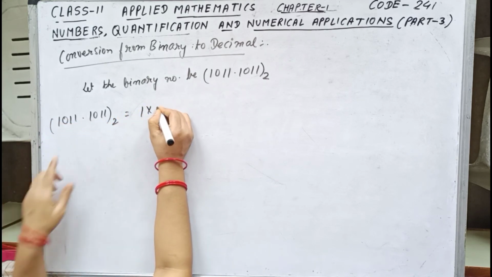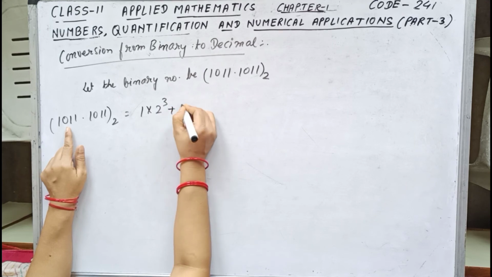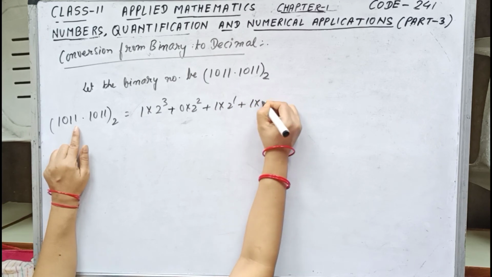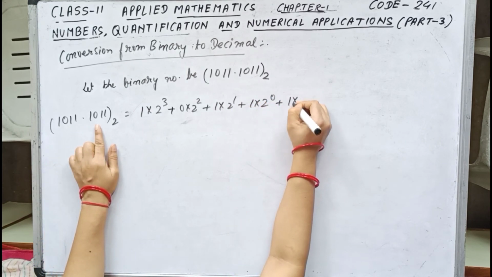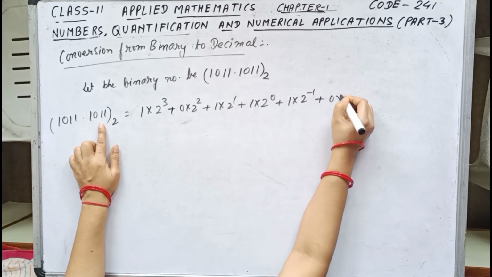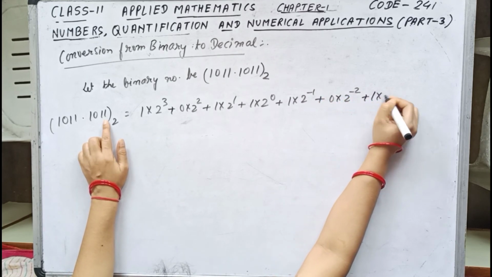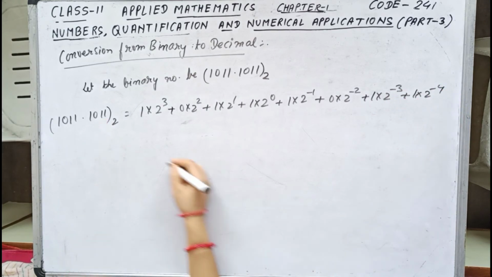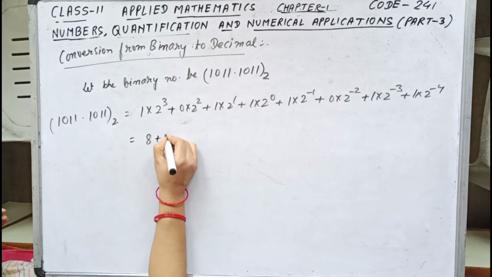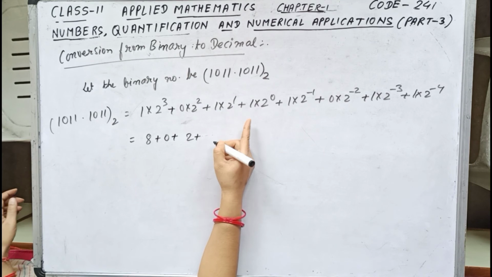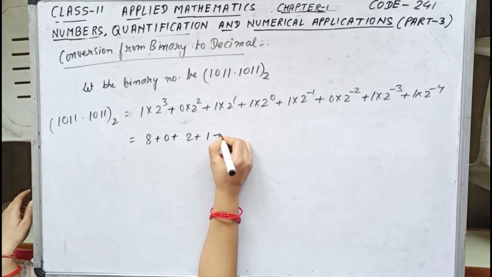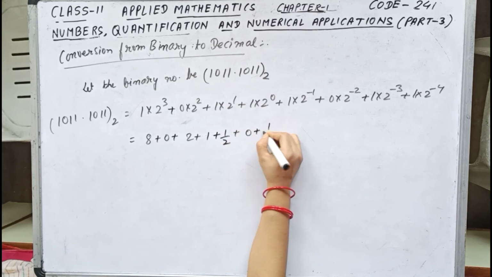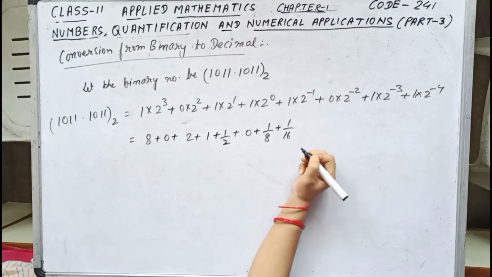So we can write 1 into 2 power 3 plus 0 into 2 power 2 plus 1 into 2 power 1 plus 1 into 2 power 0 plus 1 into 2 power minus 1 plus 0 into 2 power minus 2 plus 1 into 2 power minus 3 plus 1 into 2 power minus 4. Okay, now this value is 8 plus 0 plus 2 plus 1 plus 1 by 2 plus 0 plus 1 by 8 plus 1 by 16.